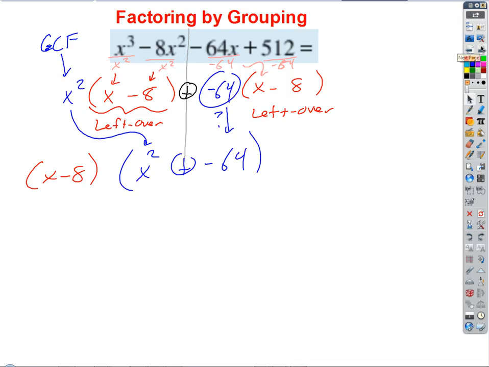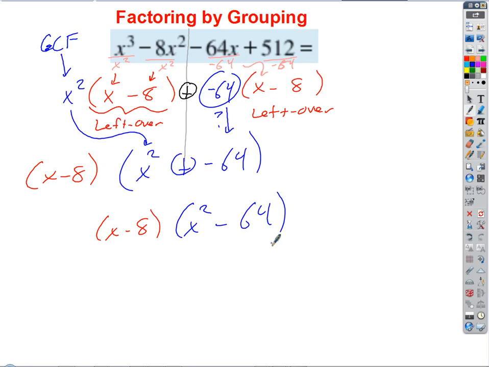Okay, so what did we do then? We took this 4-term polynomial and we've split it apart into 2 smaller, more manageable factors, right? We end up with, and I can rewrite this second one, x minus 8 times x squared minus 64, because plus a negative is just subtracting, right?